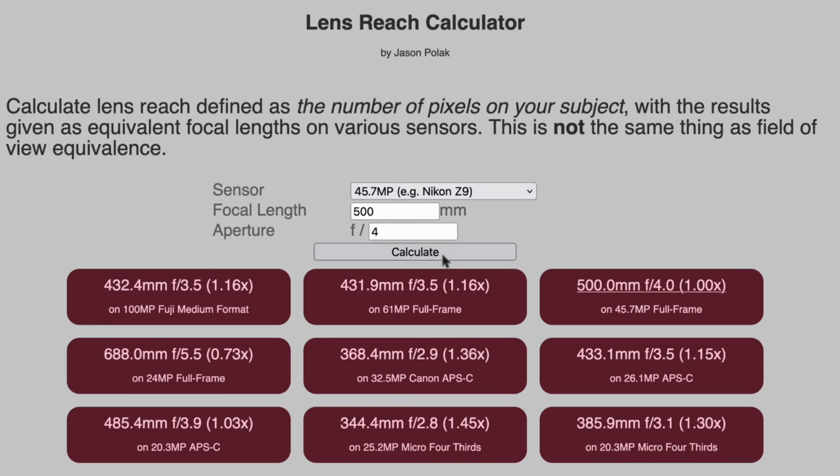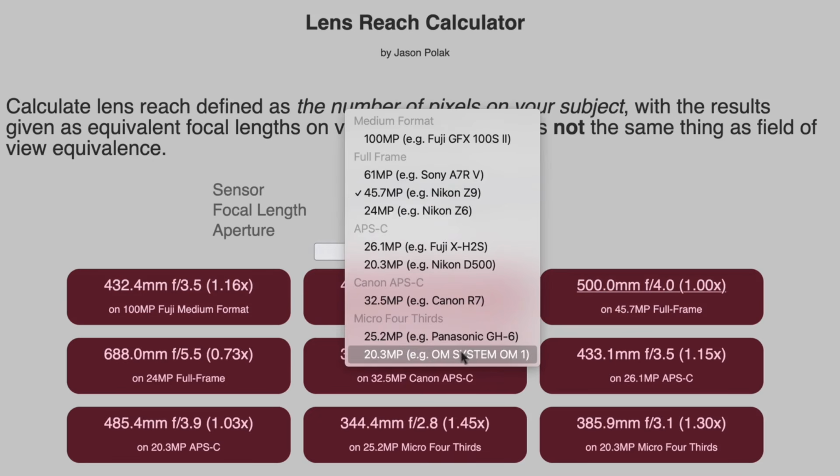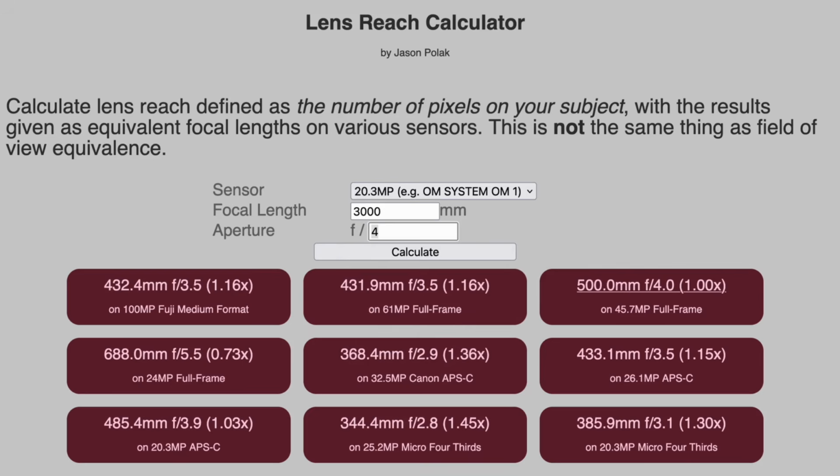Now let's do some examples. Alright, some famous ones that have caused a lot of internet arguments. The 300mm f4 on 20 megapixel micro four thirds. How much reach does it really have? Here it is, the results. Now, what do they mean?